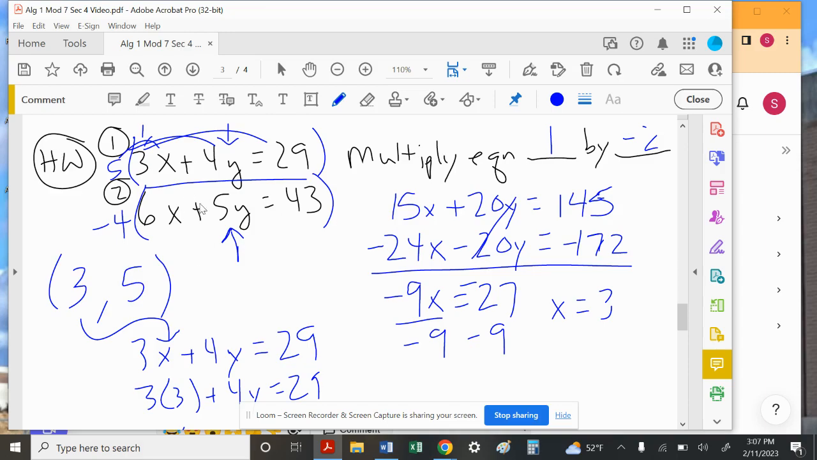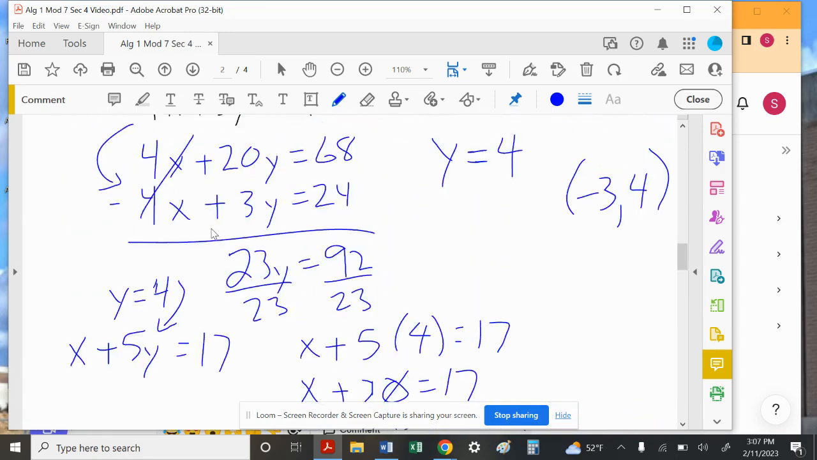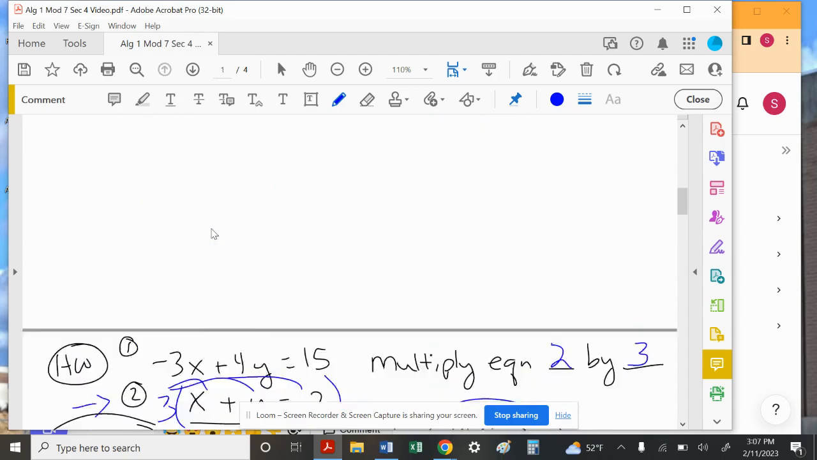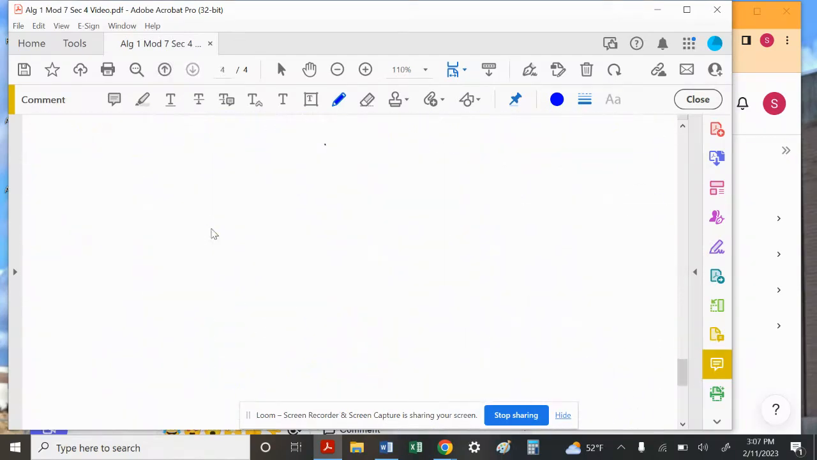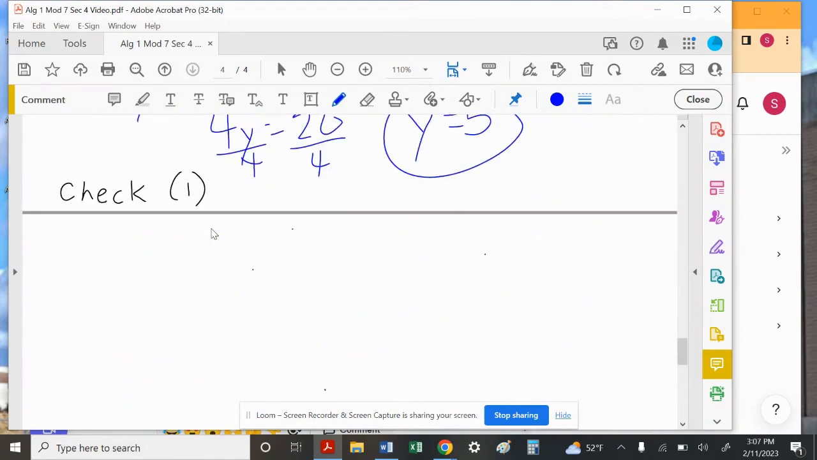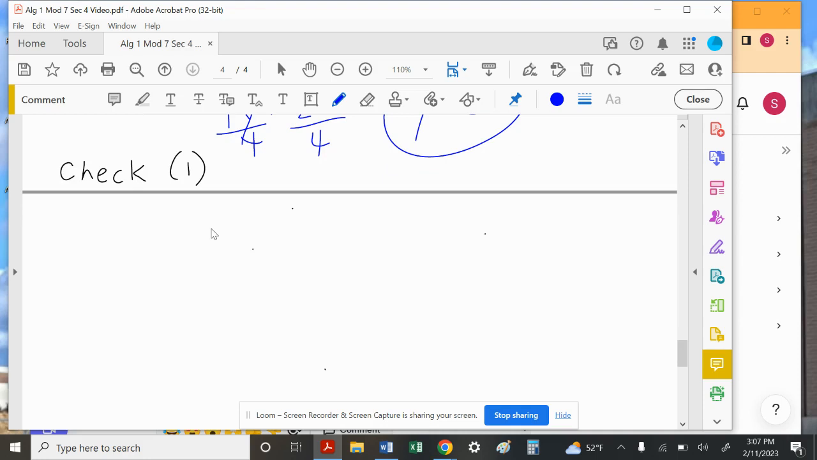I think I did 4 problems, and I think you have 11 assigned, maybe 12. So you have 7 or 8 problems that you have to do on your own. You do have one check that you have to get done, and that's the end of Module 7, Section 4, or Lesson 4.